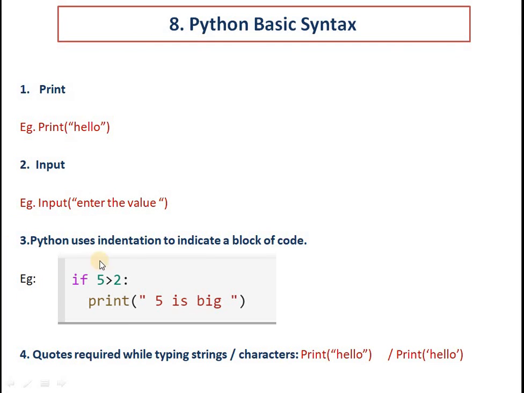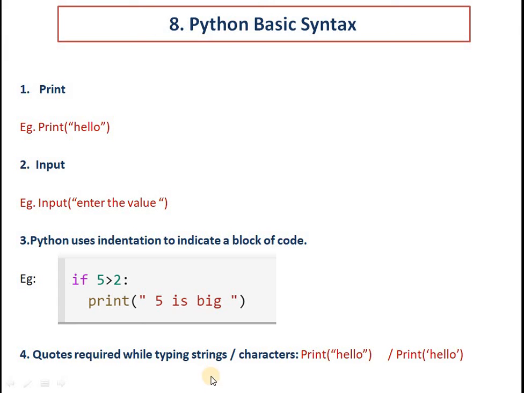Another major thing is Python uses indentation. Indentation is nothing but spacing. As an example, don't consider the code segment right now. If 5 greater than 2, print 5 is big. See, there is a small spacing between this if line and this line. This is called indentation. It will come automatically. If you keep print over here, this program may show some errors. So Python uses indentation to indicate its blocks of code like this. Indentation is nothing but spacing.